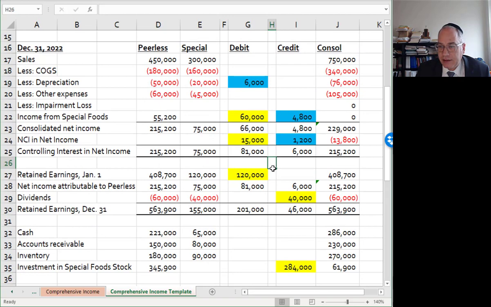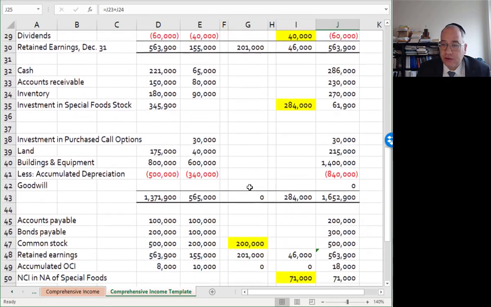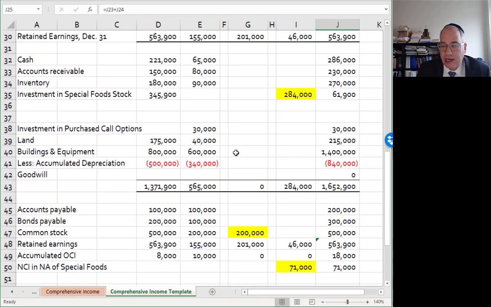Next, that does my income statement now, and you see controlling interest in net income is $215,200, so that balances. Next thing to do is to focus on the write-ups in my balance sheet. And again, I'm just going to type these in so I don't have to waste your time looking everything up.